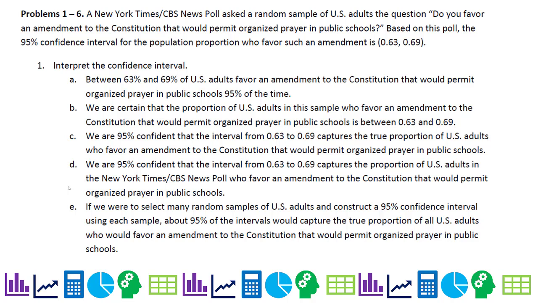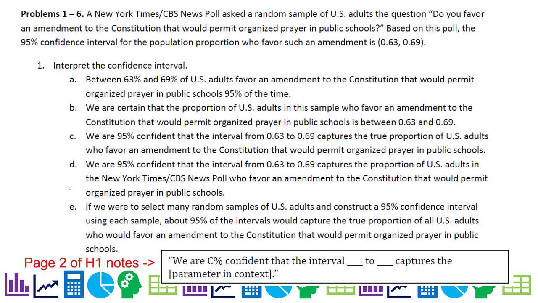When you're interpreting the confidence interval, on page 2 of your H1 notes, there is the blurb. This is what you pretty much do. You fill in this template. So our confidence level was 95%. So we are 95% confident. Okay, so it's probably C or D. That the interval includes your lower limit and your upper limit. So it has to have 0.63 to 0.69. Captures the parameter, which is the true value, in this case, the true proportion.